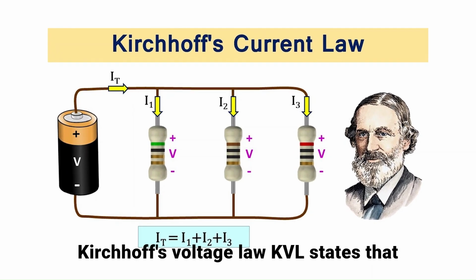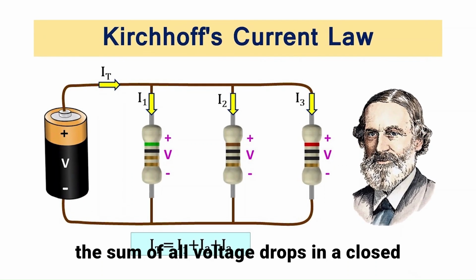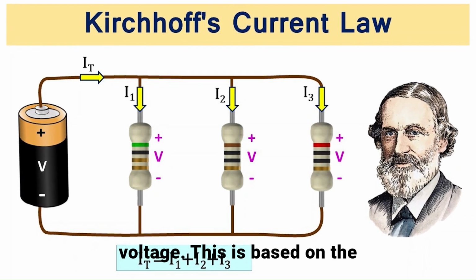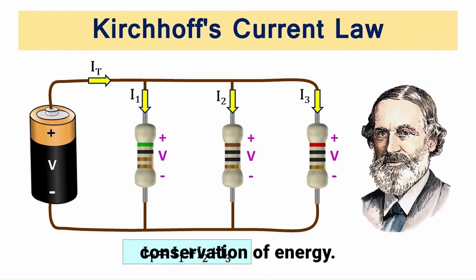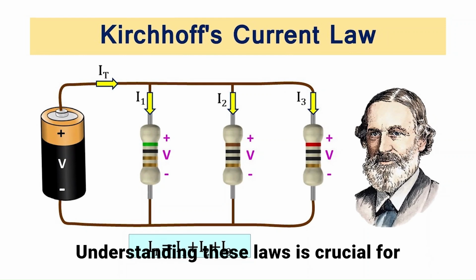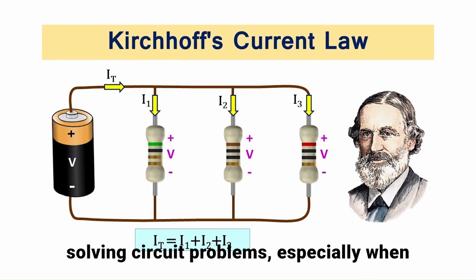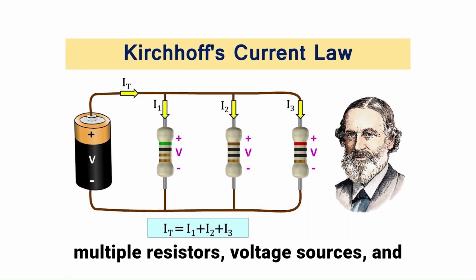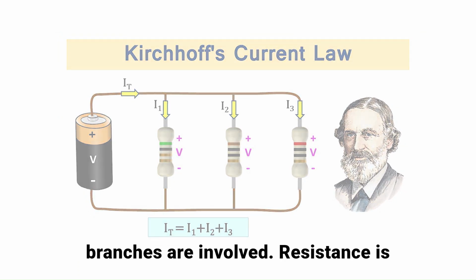Kirchhoff's voltage law, KVL, states that the sum of all voltage drops in a closed loop is equal to the total applied voltage. This is based on the conservation of energy. Understanding these laws is crucial for solving circuit problems, especially when multiple resistors, voltage sources, and branches are involved.